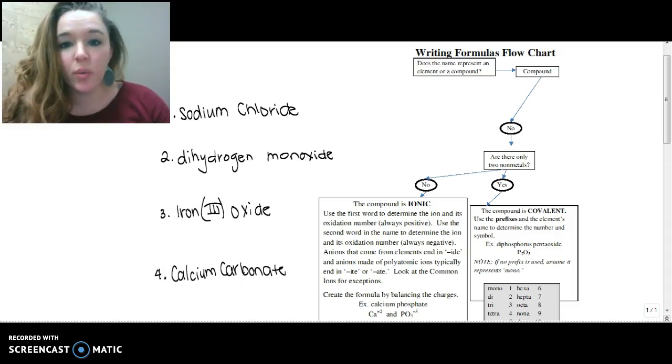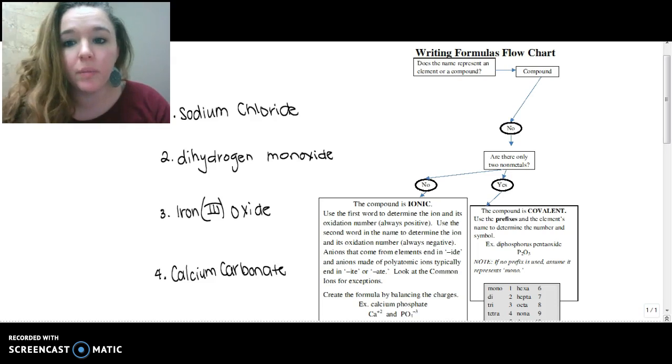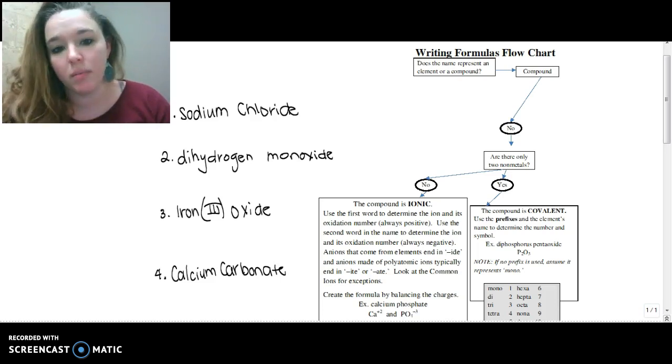So in today's video, we are going to talk a little bit about writing formulas and naming compounds and just do a little bit of practice with the flow chart that I'm providing for you. So what you'll see on the screen is 4 examples and the flow chart for writing formulas.